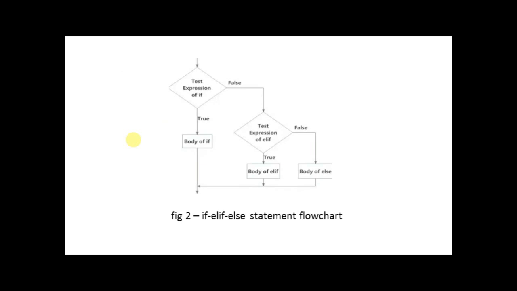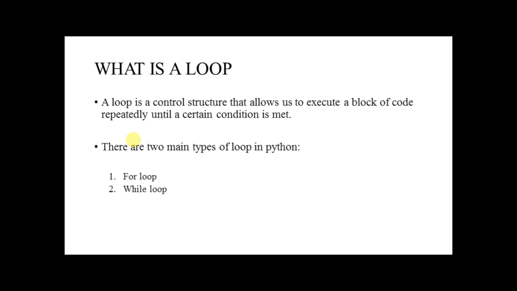If the condition is true, it goes inside the body of the if statement, and after that we get the result. If it's not, then it goes to the second condition, the elif. If the elif is true, then it will run the elif code. Otherwise it will go to the else condition. So this is the end of the conditional statements.